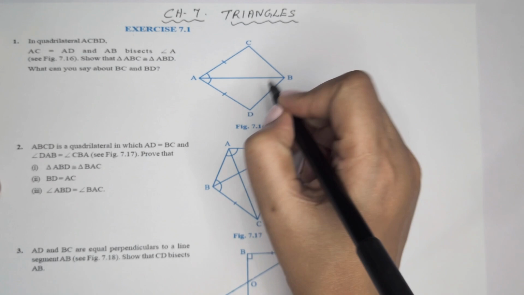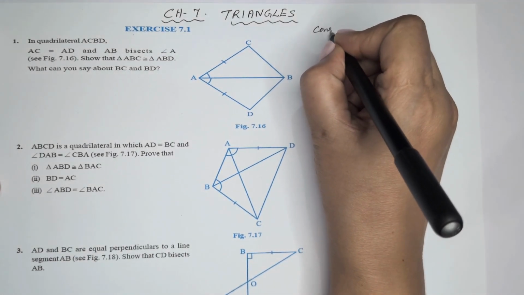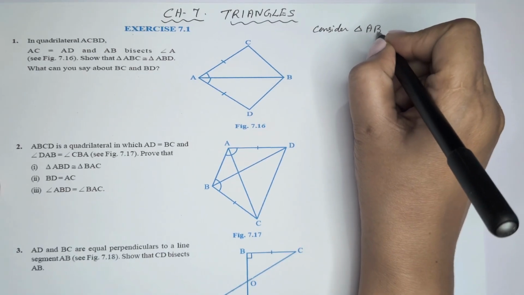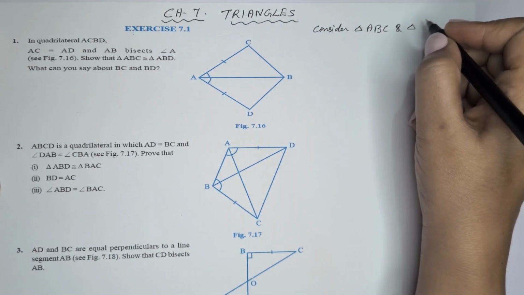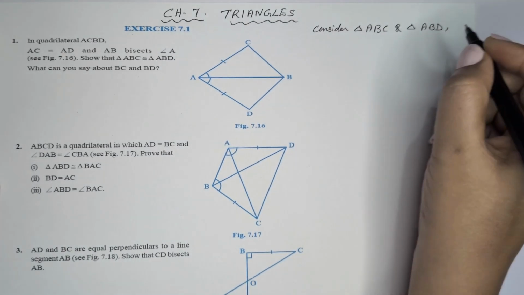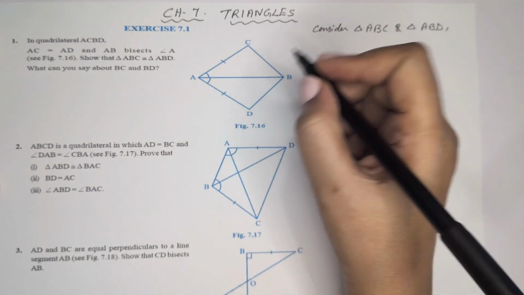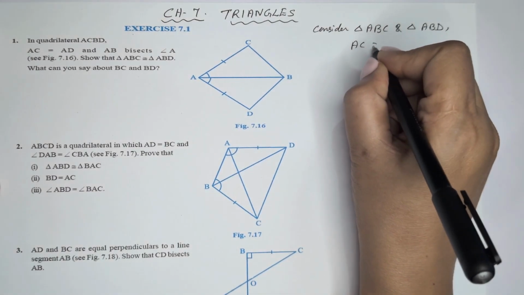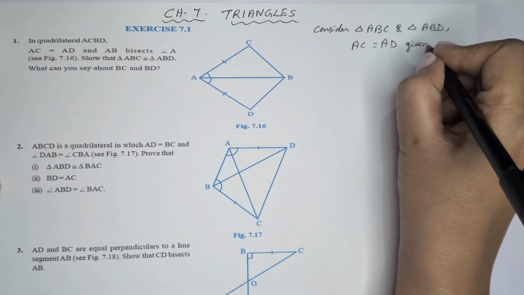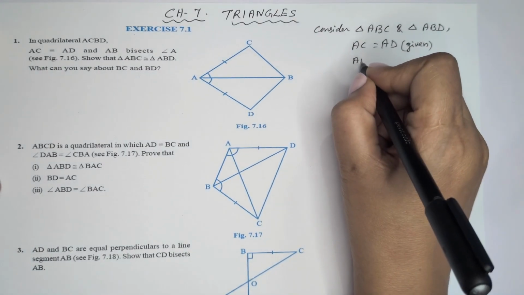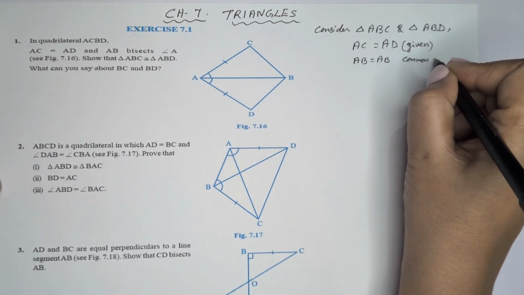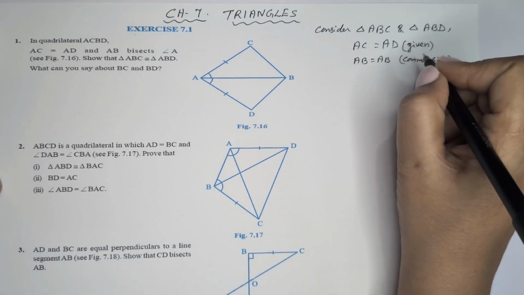So we can consider these two triangles. Consider triangle ABC and triangle ABD. In these two triangles, we can write AC is equal to AD. That is given. Then AB is equal to AB. Common side for both the triangles.